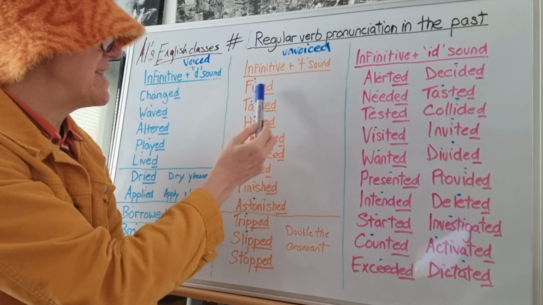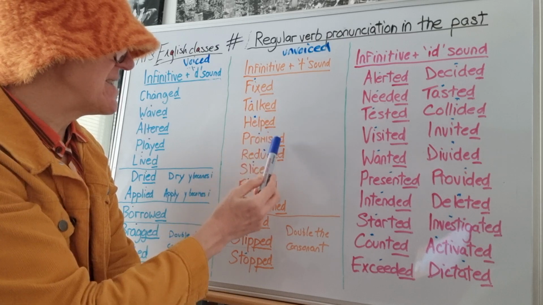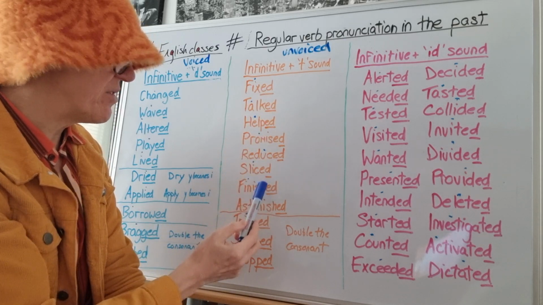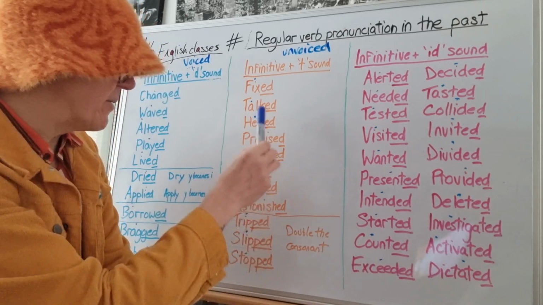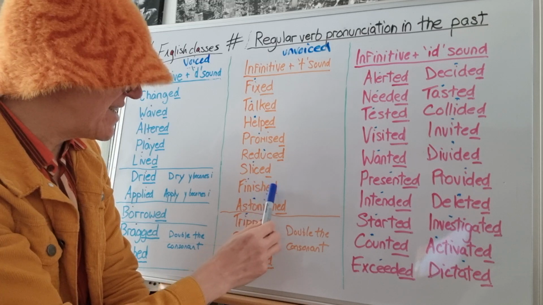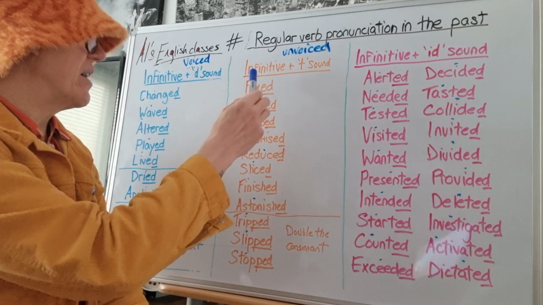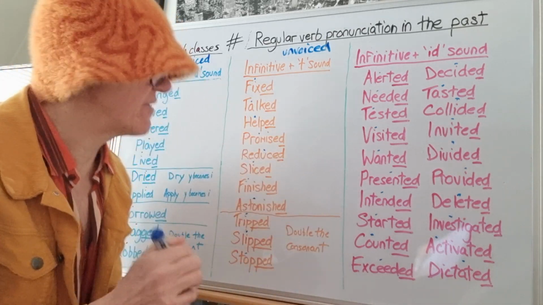Okay? We add ED if the verb has no E on the end, and we add D if the verb ends with an E, okay? Because we don't have EED, although some words do. This is not the rule here. Finish ends with an H, we add ED. Slice ends with an E, we add D. Okay, you always have ED, but sometimes E is part of the infinitive.